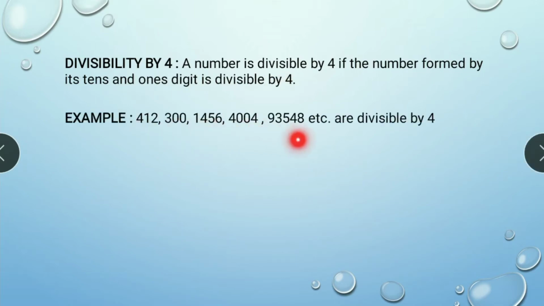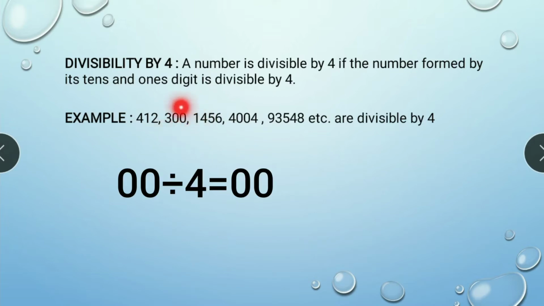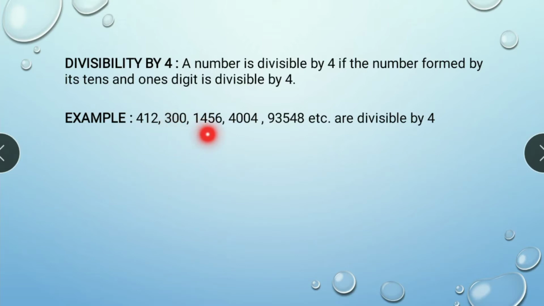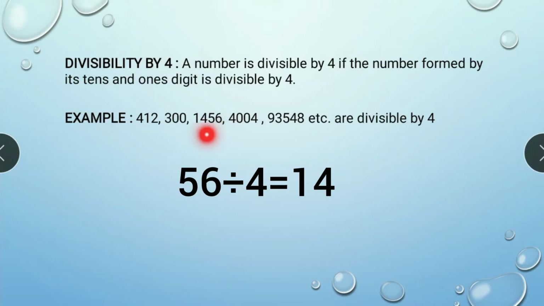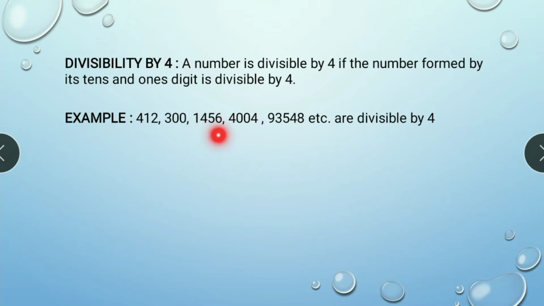See, here we have some of the numbers which are divisible by 4. See, this number 412. The number formed by last two digits, that is tens and ones digit, that is 12. 12 is divisible by 4, so 412 is also divisible by 4. See, here the number is 300. It has two zeros at its last like tens and ones. So this number is also divisible by 4. Clear? Then here we have 56. Number formed by last two digit is 56. 56 is divisible by 4. So 1456 is also divisible by 4.